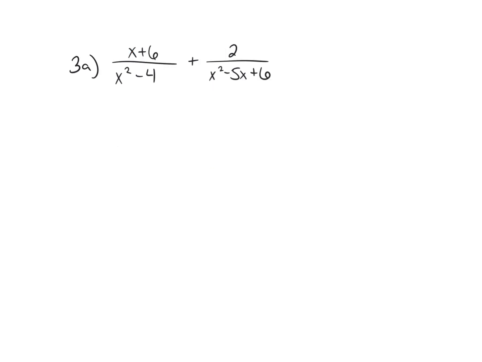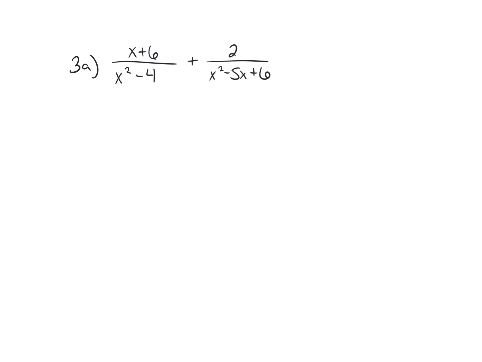Now we're going to look at examples where our denominator is not the same. Okay, so I'm on example 3a right now. On example 3a, what operation's happening? Addition, so we have to check for what?